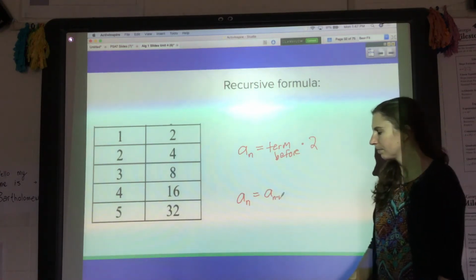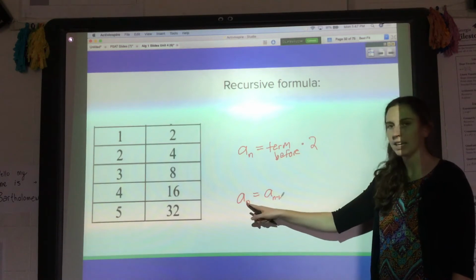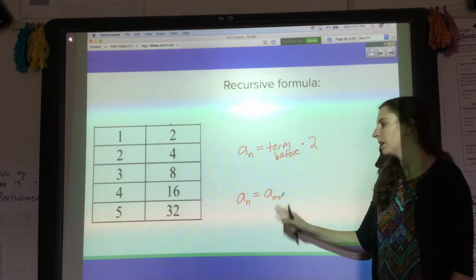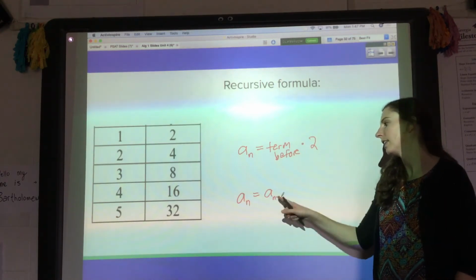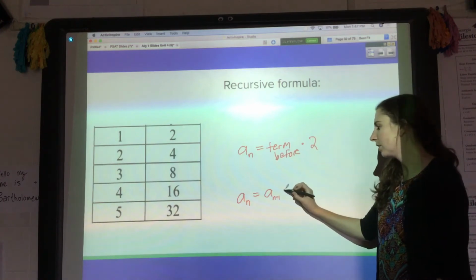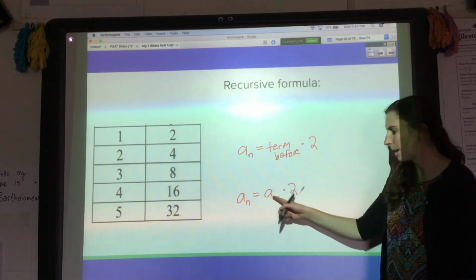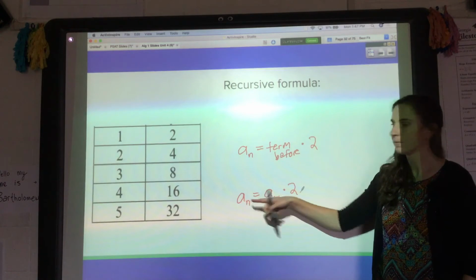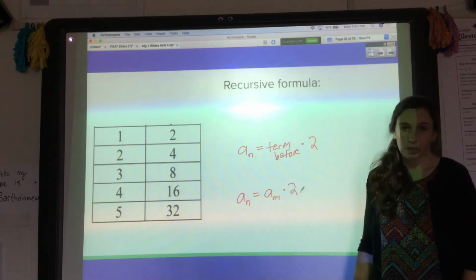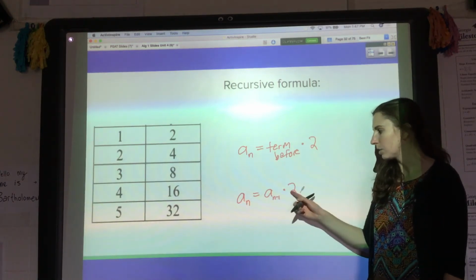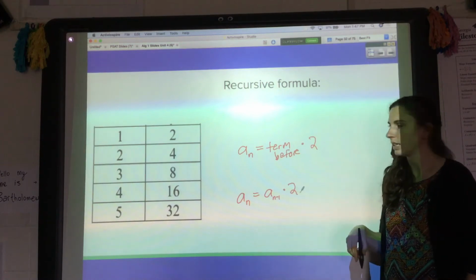Because say this were 50, then I would want the 49th term. Say this were 100, I would want the 99th term, and then still just times 2. So this is just a mathy way to say the term before this one. And there we go, that's a recursive formula. Take the term before it, multiply it by whatever your common ratio is.